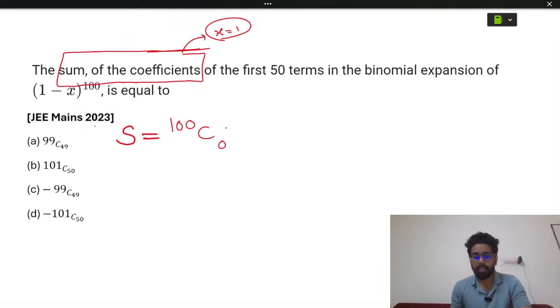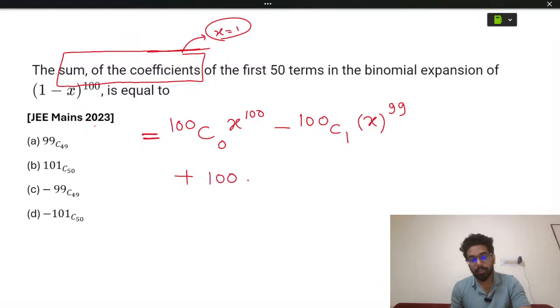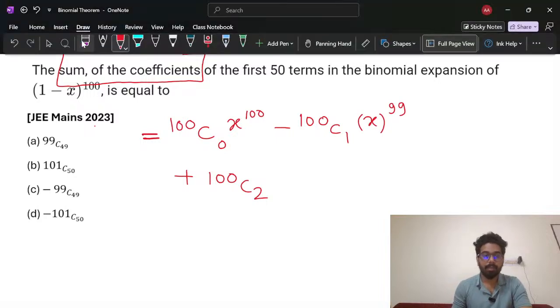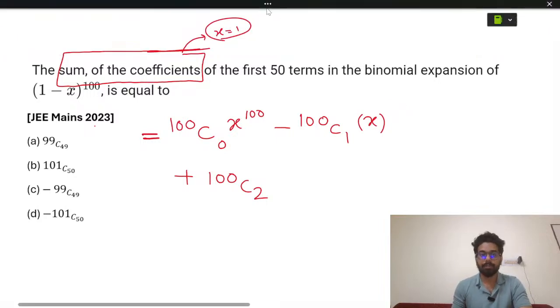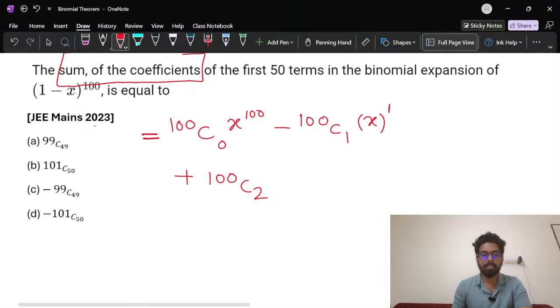Now what is the second? Let's just write down the expansion part. 100C0, 1 power 0, minus x power 1, 1 power 100 minus x power 100. So this becomes x power 100. You will see this: minus 100C1, x to the power 99, plus 100C2. See, this minus sign is generated because of this. So this is 1, not 99. This is 1, and over here it's the same.